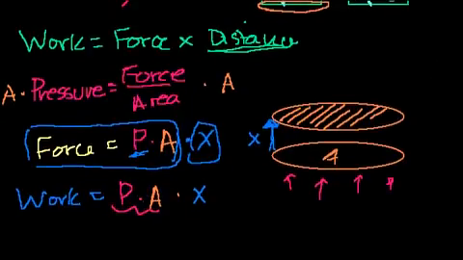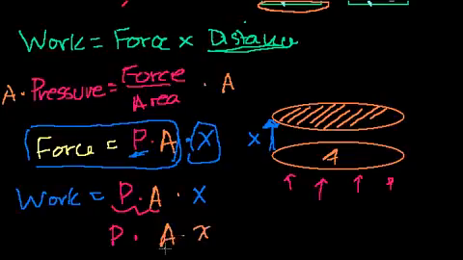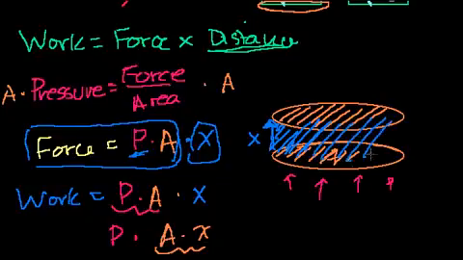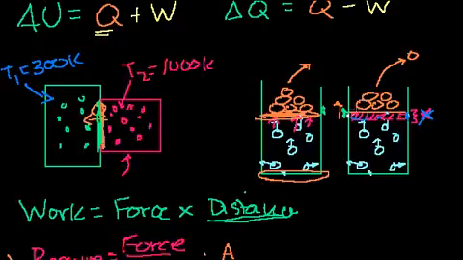Now, we could rearrange this. We could say that the work is equal to our pressure times our area times x. What's this area right here, times x? Well, that's going to be our change in volume, right? We've increased this area times some height, which is some volume. And that's essentially how much our container has changed in volume. When we push this piston up, the volume of our container has increased.